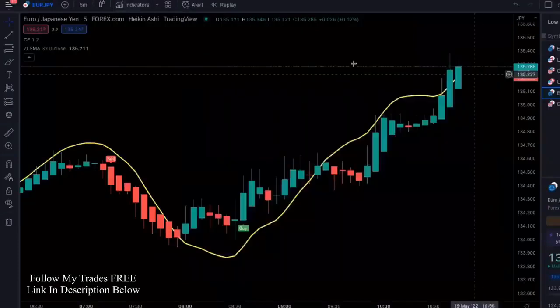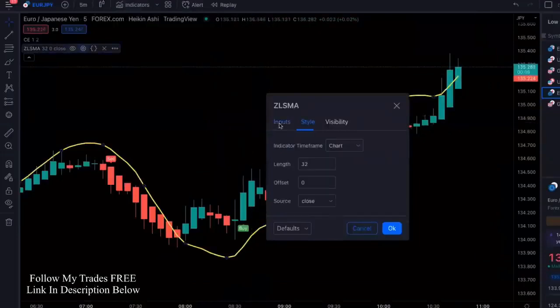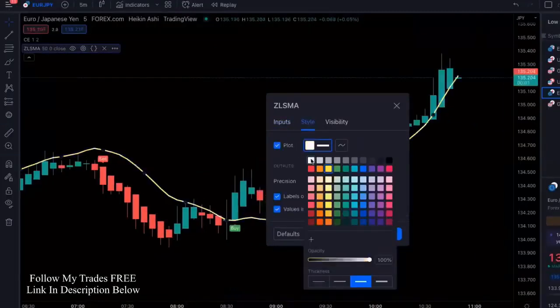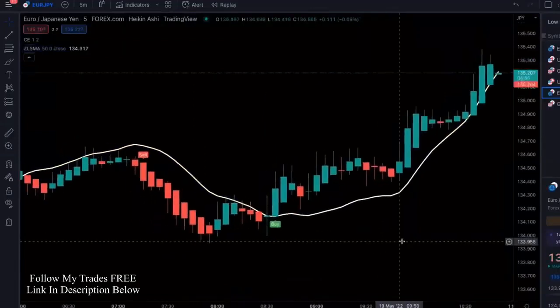All right, and then we're going to make some changes to that as well. Let's go into settings, input, the length we're going to change to 50, and style. I like that line to be white, so I'm just going to change that color to white. Click OK, and now you're good to go.